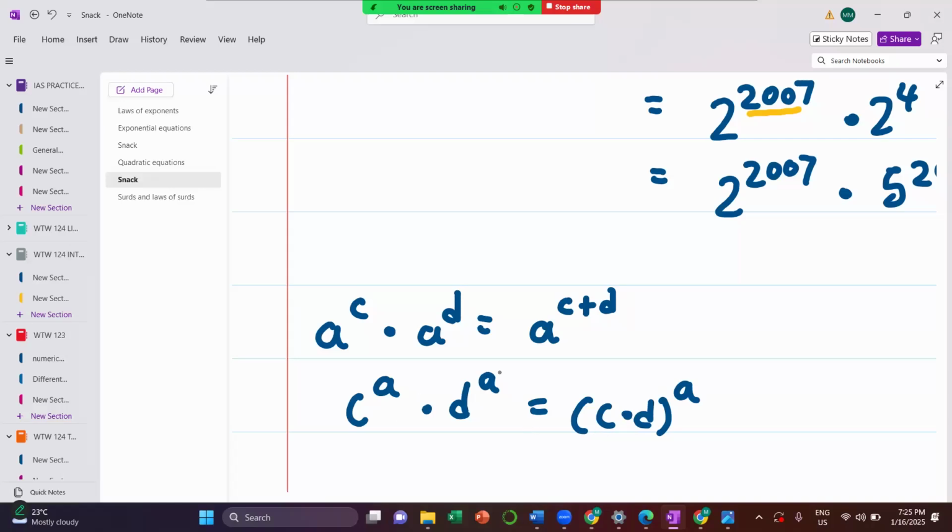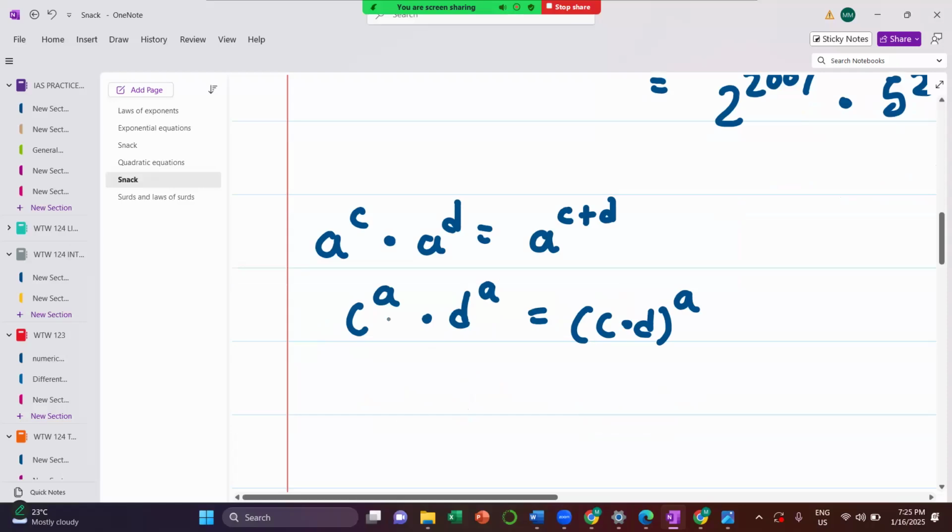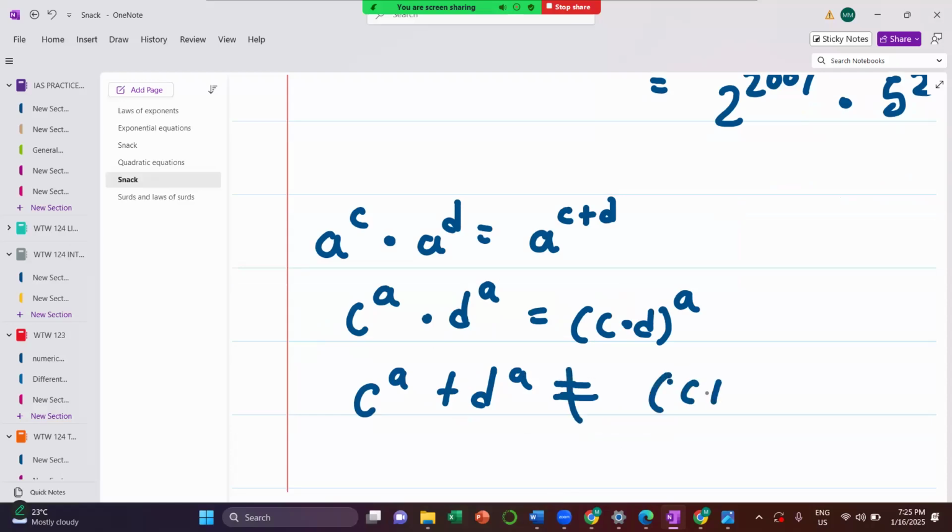Because the exponent is the same here, whereas there it's the base which is the same. But we can only do this when there's a multiplication sign in between. It does not mean that if I have c to the exponent of a plus d to the exponent of a, this is equal to c plus d all to the exponent of a. These two things are not equal. I can only keep the exponent when I have multiplication only. Are you guys okay?